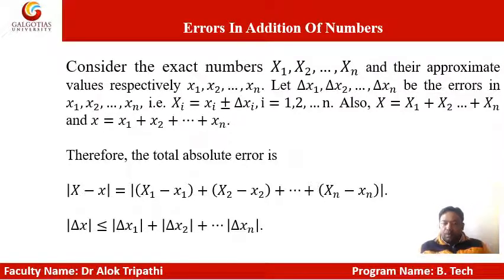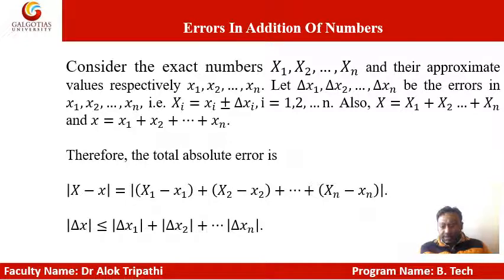Now if we add these two numbers, then the result becomes erroneous. Now see here what we have written: Xi equals xi plus minus delta xi. This delta xi is the error in the number xi, and why we have written plus minus here, because in general we don't know the sign of the error. It may be positive or negative both.